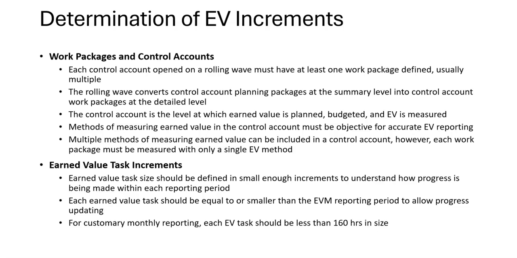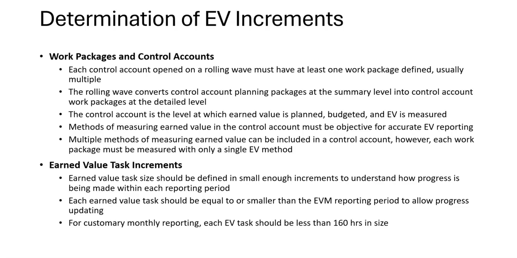But you don't have to open the work packages within the control accounts until you get closer to needing to execute those. This way you don't have to plan very minute details of earned value milestones. So basically you have a control account, you have work packages assigned to it, but you don't have earned value milestones created yet for each of those work packages. So the rolling wave converts control account planning packages at the summary level into control account work packages at the detailed level as you near the time in the IMS when those work packages need to be executed.